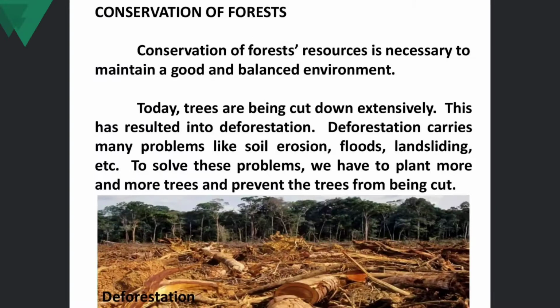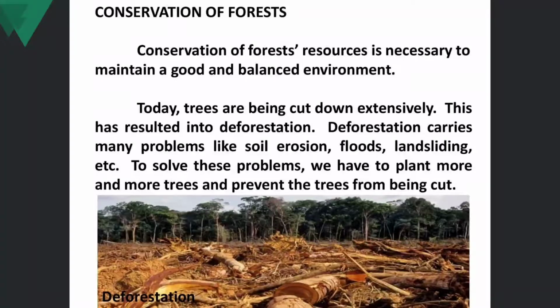Now, conservation of forest. Conservation of forest resources is necessary to maintain a good and balanced environment. Today, trees are being cut down extensively. This has resulted in deforestation. Deforestation carries many problems like soil erosion, floods, landsliding, etc. To solve these problems, we have to plant more and more trees and prevent trees from being cut.